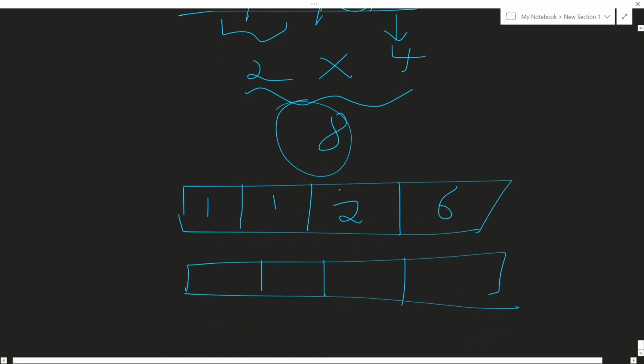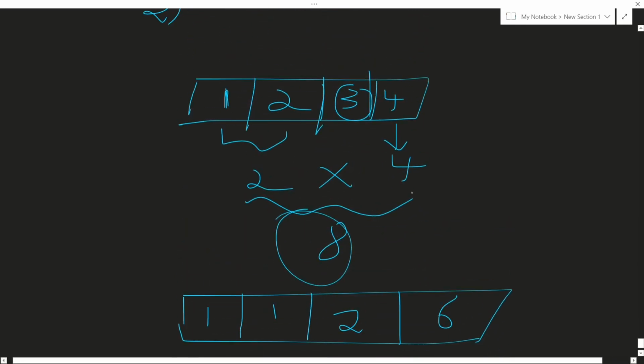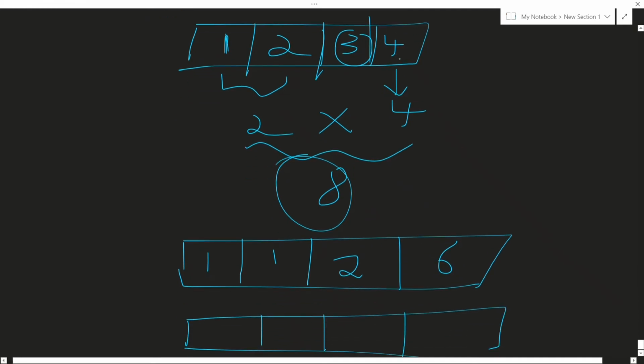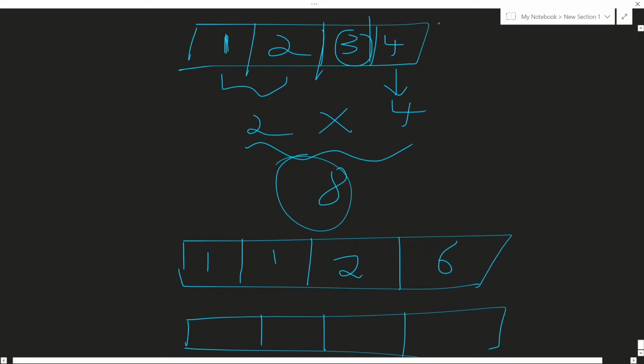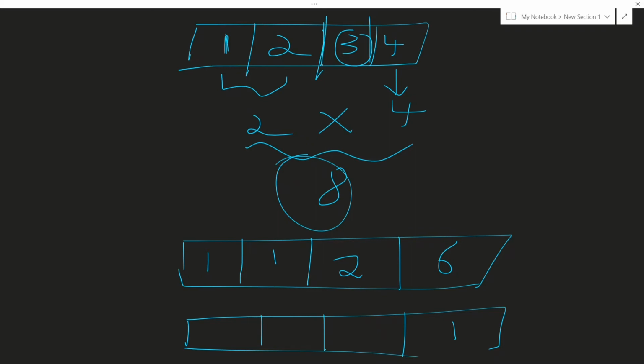To find out the postfix array, we have to reverse the order. We have to start from the last element. Since there is no postfix for 4, we'll assume that as 1. For element 3, the postfix is 4. For second element, the postfix would be 3 times 4, 12. And for the first element, the postfix would be 2 times 3 times 4, 24.